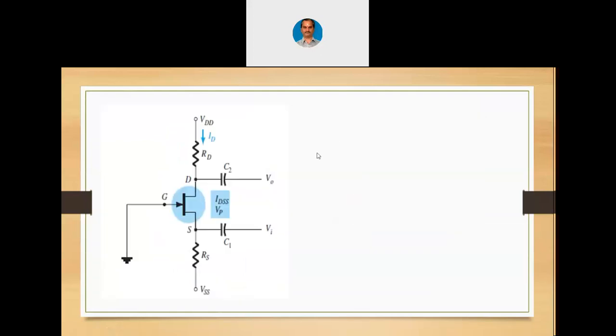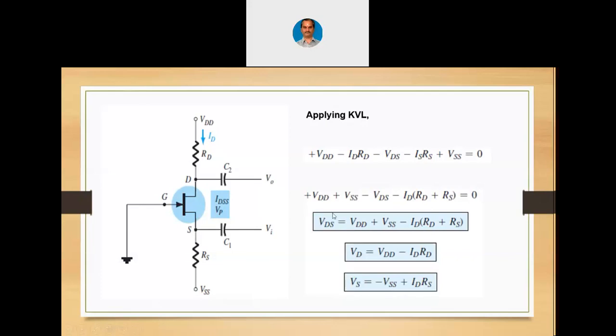So now let me come back to the slide. Let us apply KVL at the other side now. Let us apply KVL to the whole loop now. We had done this even in case of BJT. VDD minus IDRD minus VDS minus ISRS plus VSS equals 0 if you go in this direction. Now using this expression, as ID and IS are same, we can obtain the value of VDS. So we can write VDD plus VSS minus VDS minus ID into RD plus RS equals 0, or VDS equals VDD plus VSS minus ID into RD plus RS.